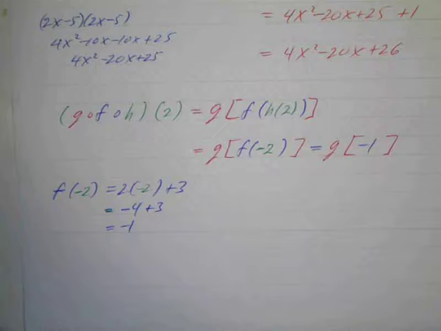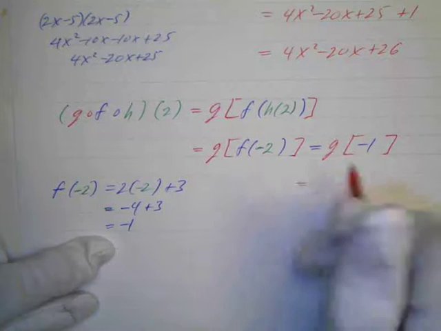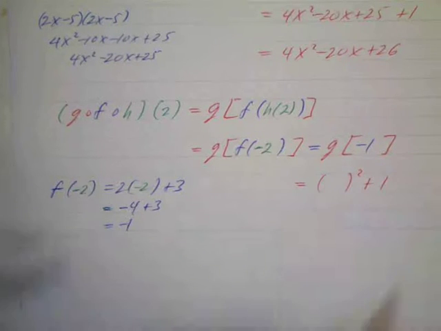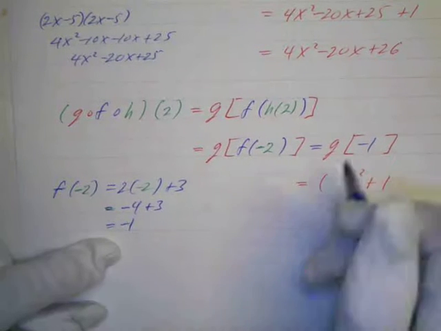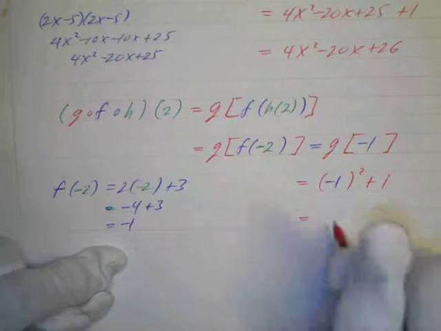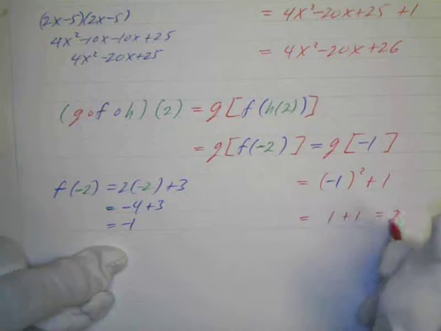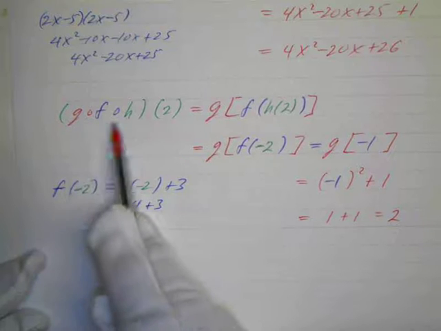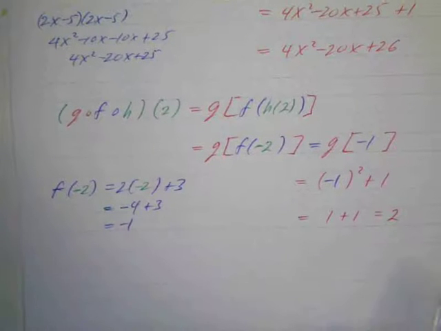Okay, what's g of negative 1? Well, the g function says something squared plus 1. So g of negative 1 will be negative 1 squared plus 1. But negative 1 squared is just 1. Negative 1 times negative 1 is 1. So I got 1 plus 1, so it ends up equaling 2. So g of f of h of 2 ends up equaling 2. Well, that's interesting. It came back to itself.